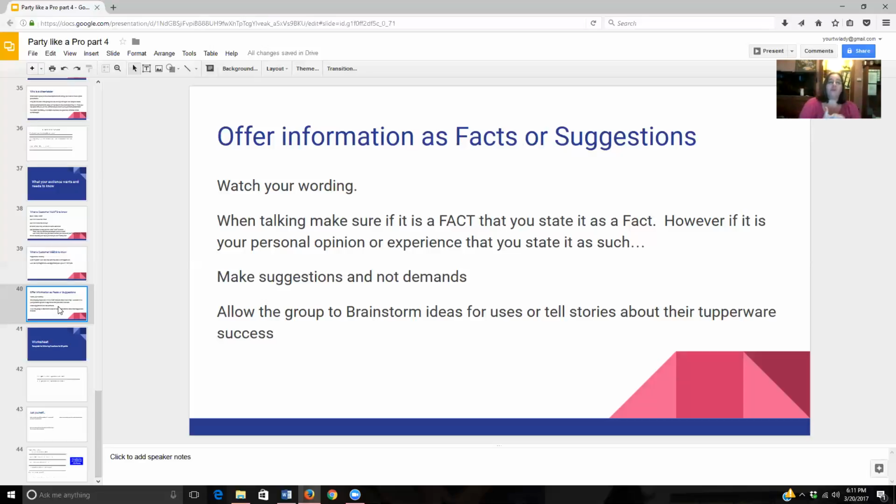Allow the group to brainstorm ideas for uses and tell stories about their Tupperware success. What that means is have your customers be an interactive part of the party. Have them share with you ideas.